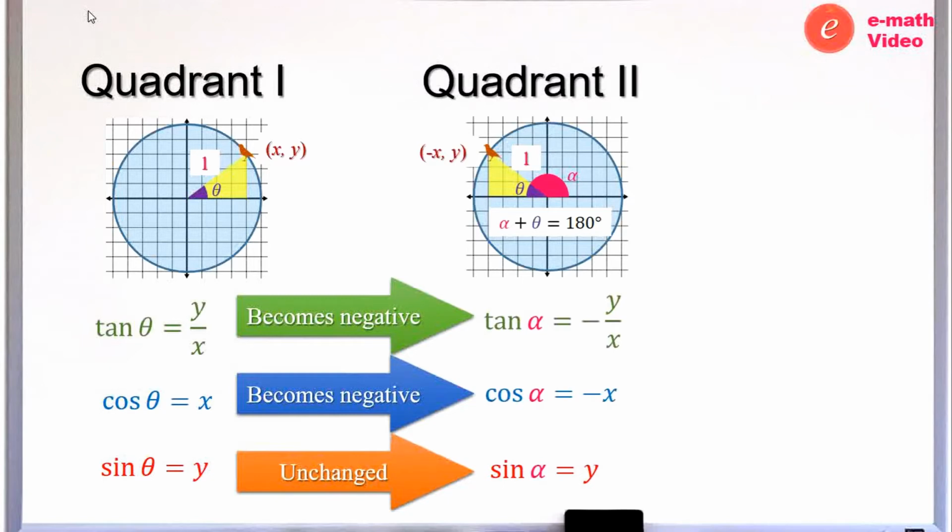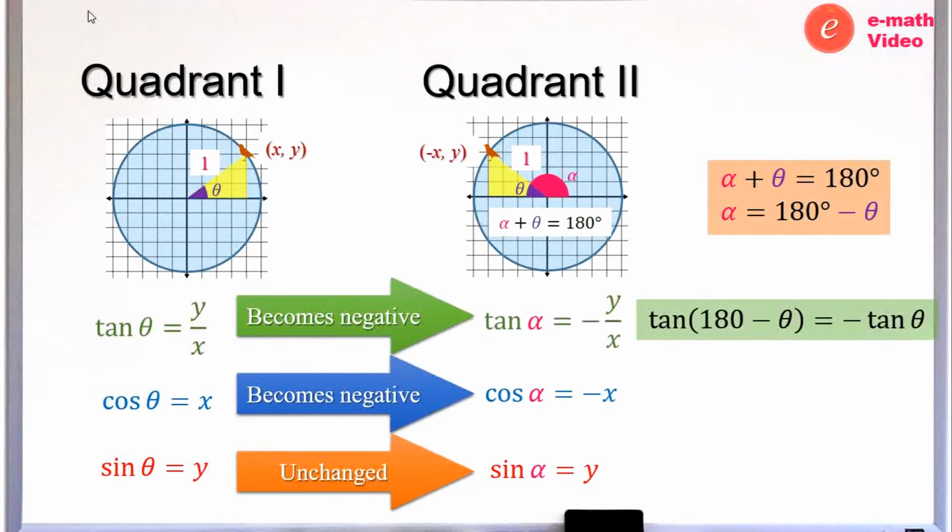As we defined earlier, alpha plus theta equals to 180 degrees. So alpha equals to 180 minus theta. Substitute this into the ratio we got. Tangent 180 minus theta equals to negative tangent theta.